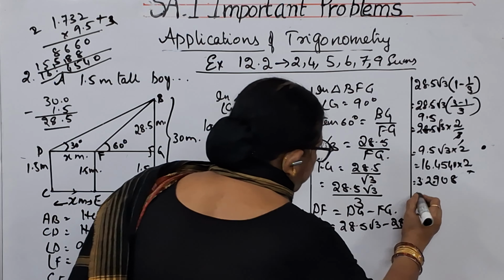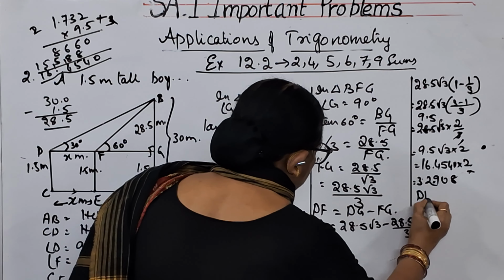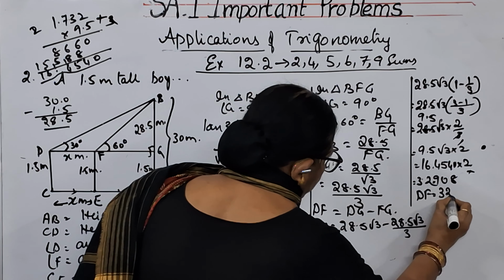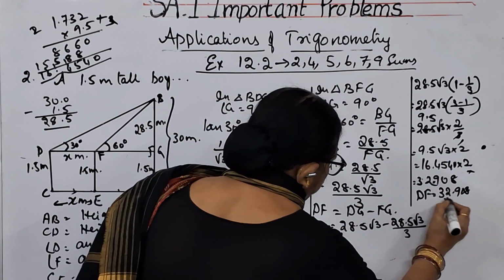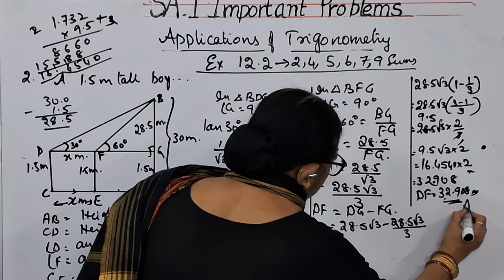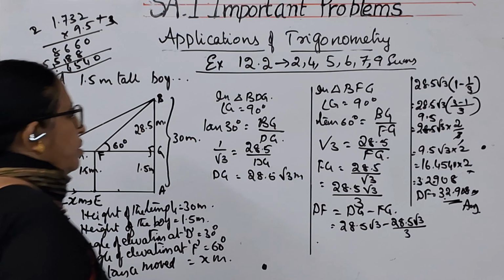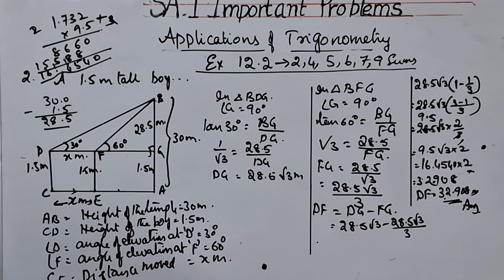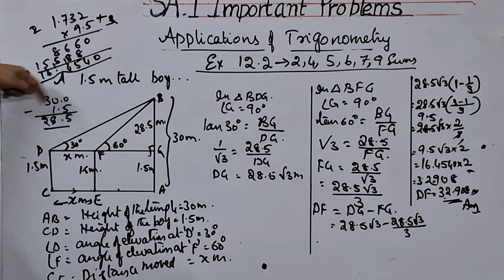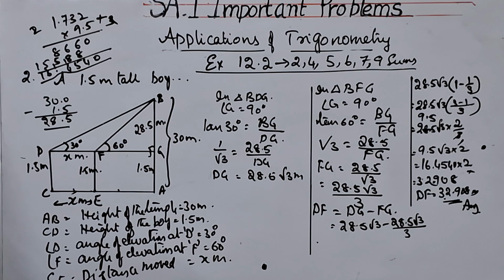So what is it? DF is equal to 32.908 meters, is your answer. So be very careful in the calculation part, children. There I could not multiply, so I have done it here. I hope I am clear. Please go through it.